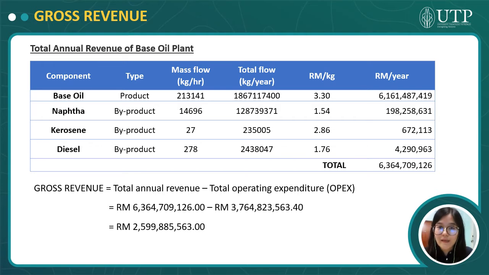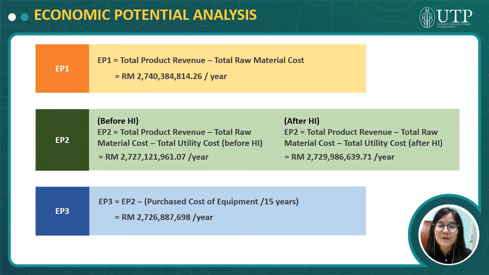Now I'm going to discuss the economic potential evaluation of our plant. The economic potential evaluation provides an estimation of the profit generated by our plant. EP1 is obtained by subtracting the total raw material cost from the total product revenue, and we can obtain 2.74 billion ringgit per year.